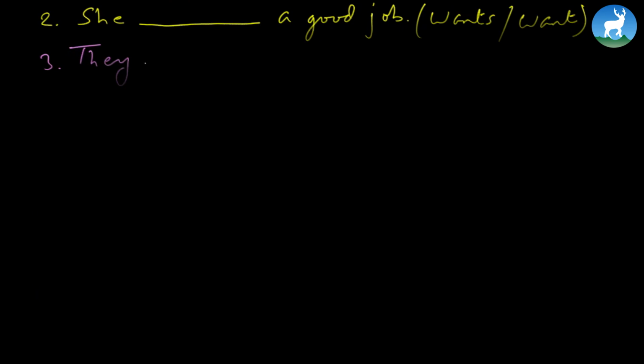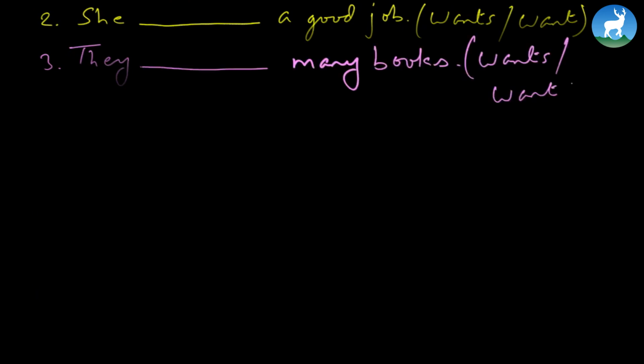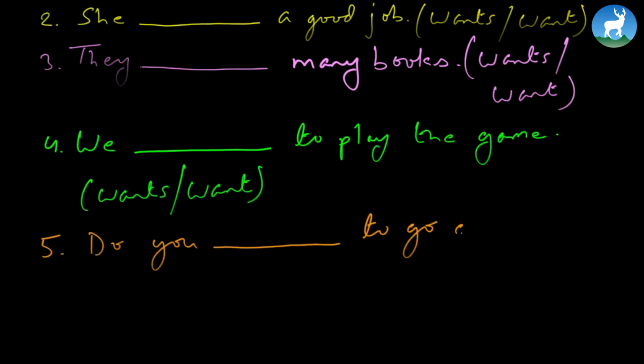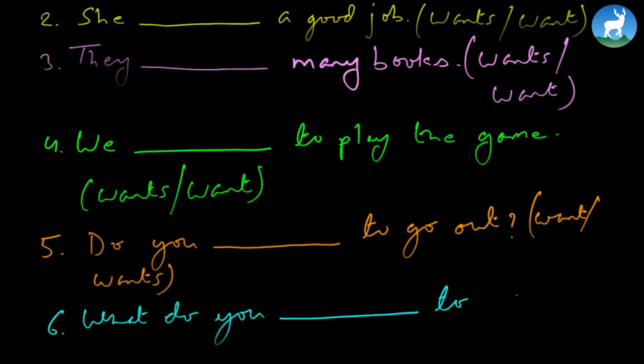Three, they blank many books. Again, wants and want are the options. Four, we blank to play the game. Again, the options are wants and want. Five, do you blank to go out. Want. Six, what do you blank to eat. Wants, want. Let's move further. We'll refer to these in a while.